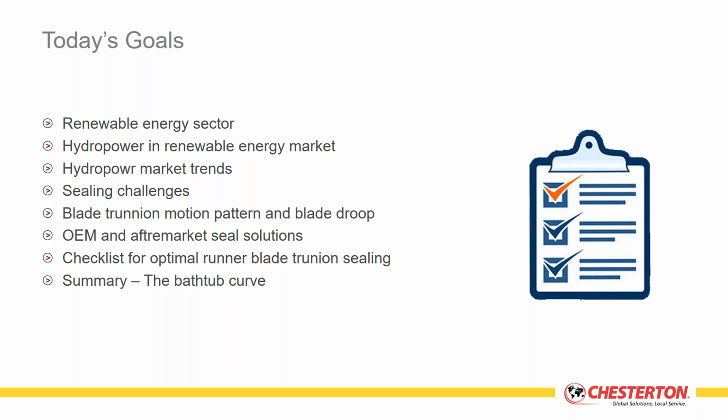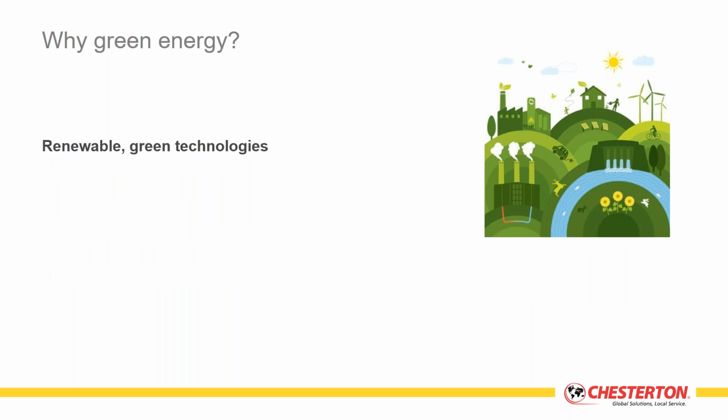And at the end, I would like to give you a short overview of the checklist, how we can go through the optimization of the runner blade linear seal application. And finally, the summary, talking a little bit about the bathtub curve and demonstrating how we can help our customers improve the reliability of such applications.